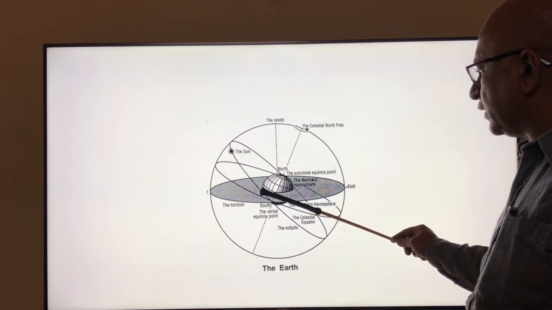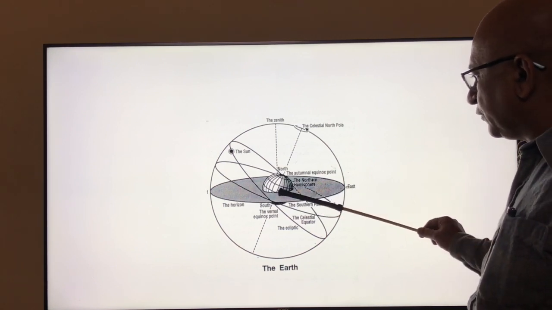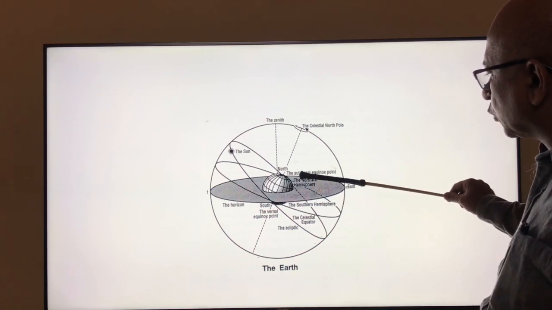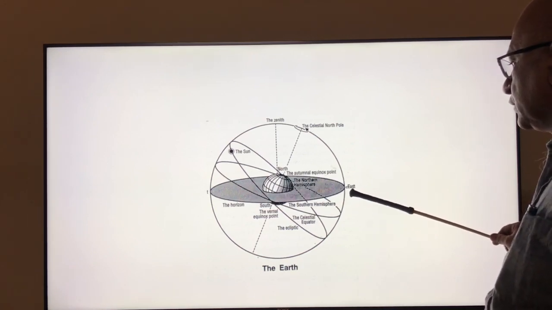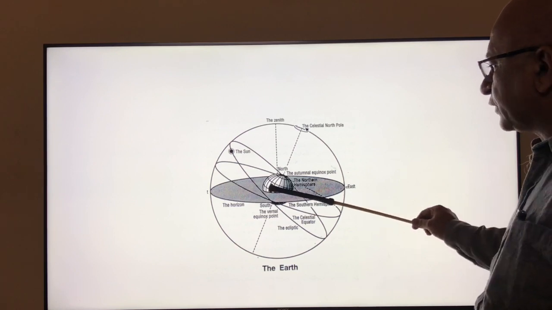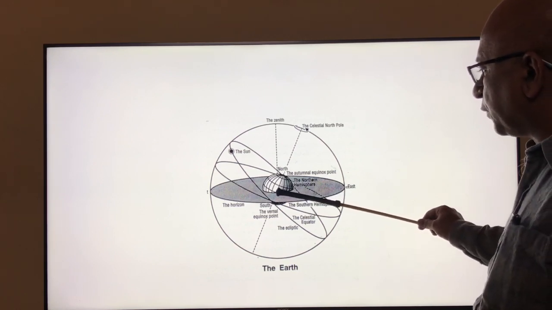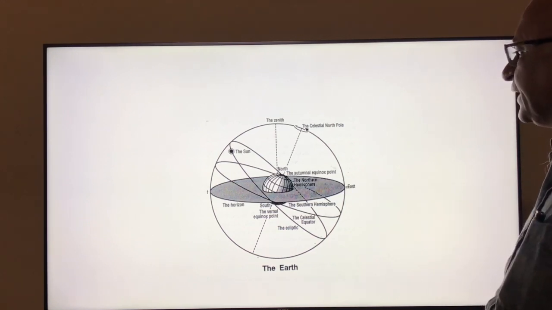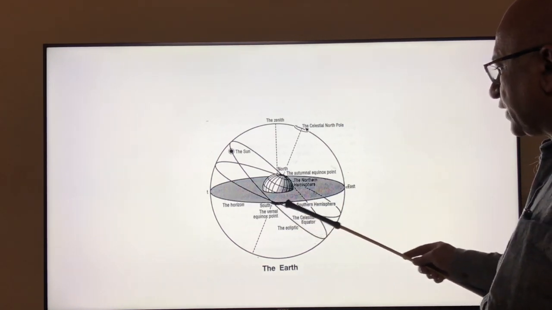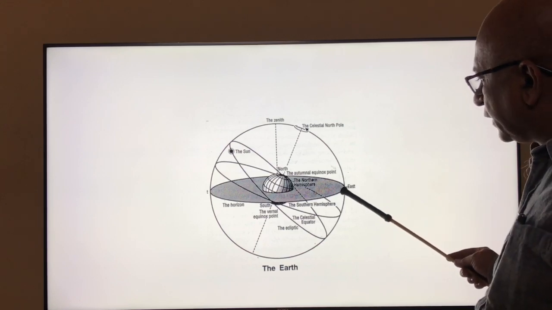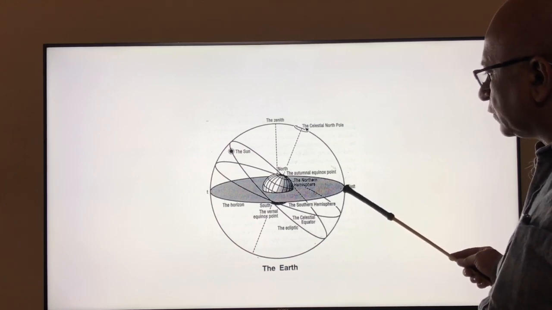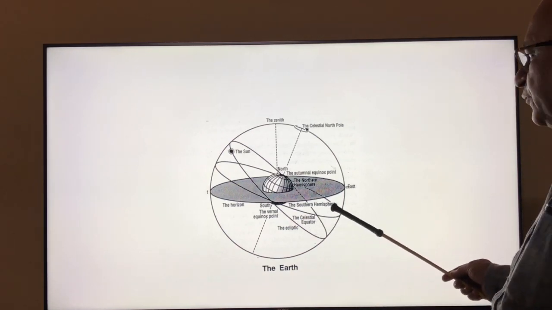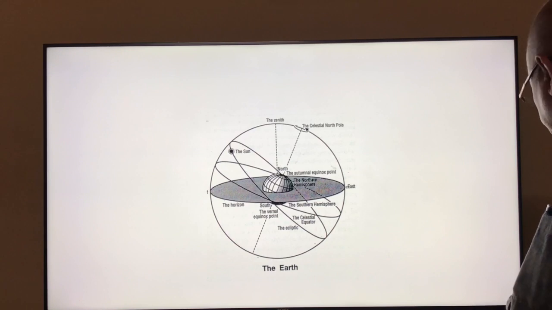Suppose a person is here, he cannot see the sun. But if a person is here, he can see the sun. But after some time, when the earth rotates, he will see the sun rising here. After some time, when this person goes to the back side, he will see the sun setting. This is the horizon of the earth, from where all the planets are seen rising and setting. This is the southern hemisphere, this is the northern hemisphere.